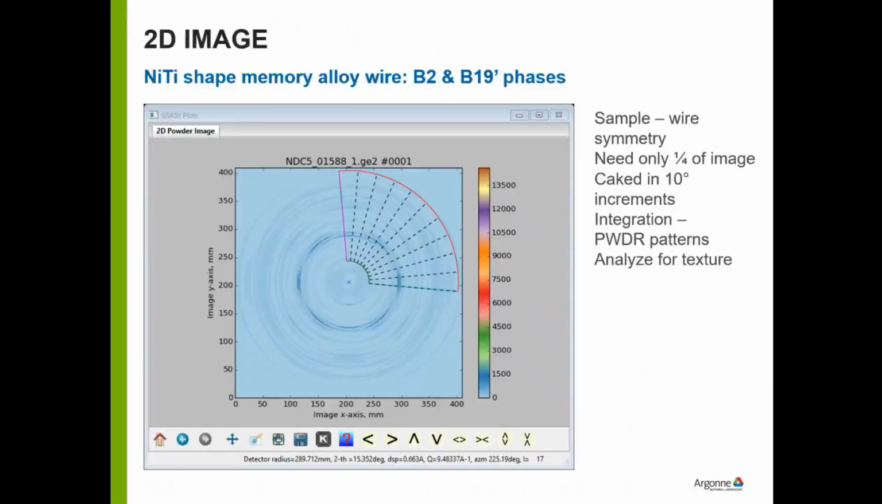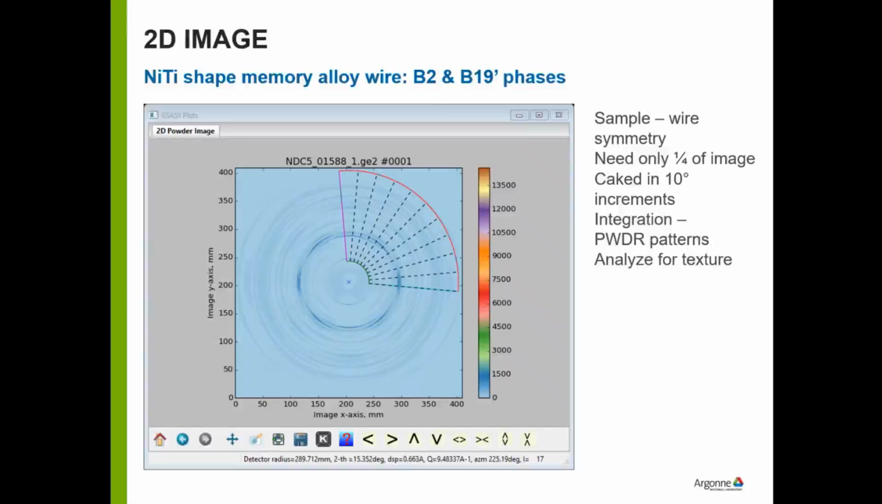Okay, so here's an example. This is a nickel titanium shape memory alloy. It has two phases, so-called B2 and a B19 prime phase. And I'm not going to tell you what they are because I can't remember. B2, I think, is body center cubic. This thing is some monoclinic. The sample has wire symmetry, and it was positioned like this with the beam coming in this way to it and the detector here. Okay.